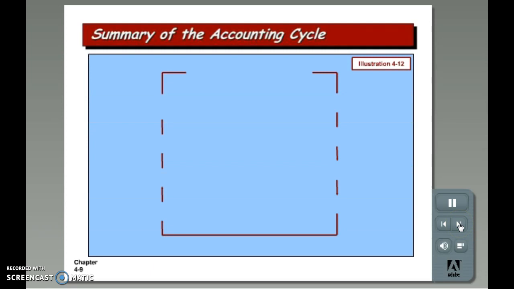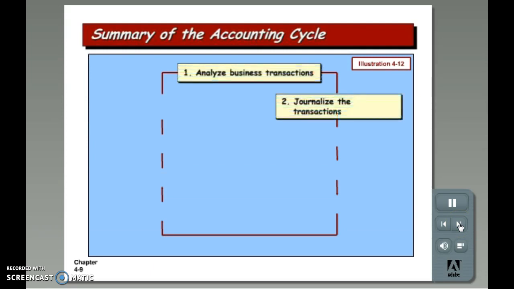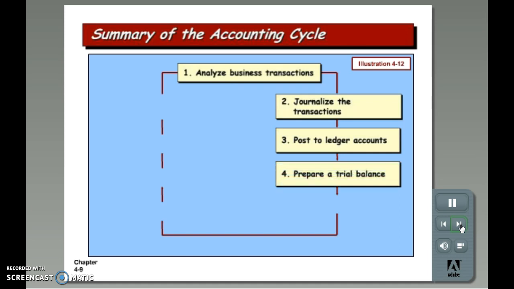The accounting cycle is summarized here. Business transactions are analyzed and journalized. Chapter 2 illustrated the journal entry process. The journal entries are posted to the general ledger accounts, and the ending account balances are used to prepare the unadjusted trial balance. This was also illustrated in Chapter 2.